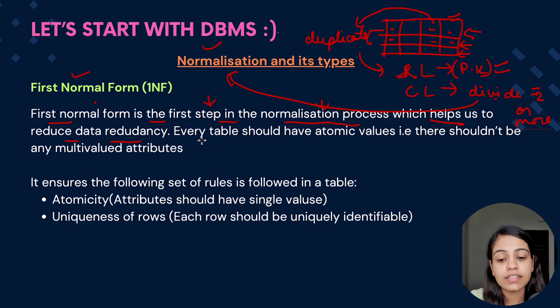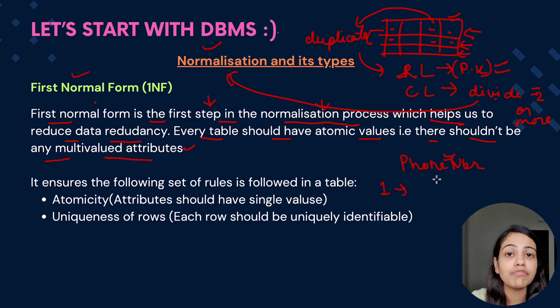Now what it says is every table should have atomic values, that is there shouldn't be any multi-valued attributes present in a table. Now what is this multi-valued attribute? So consider that there is an attribute or a column phone number. Now one given person can have multiple phone numbers, like I can also have 2 phone numbers or 3 phone numbers. So we can say that phone number can have multiple values. So we can say a given attribute, whenever it holds multiple values, that is a multi-valued attribute.